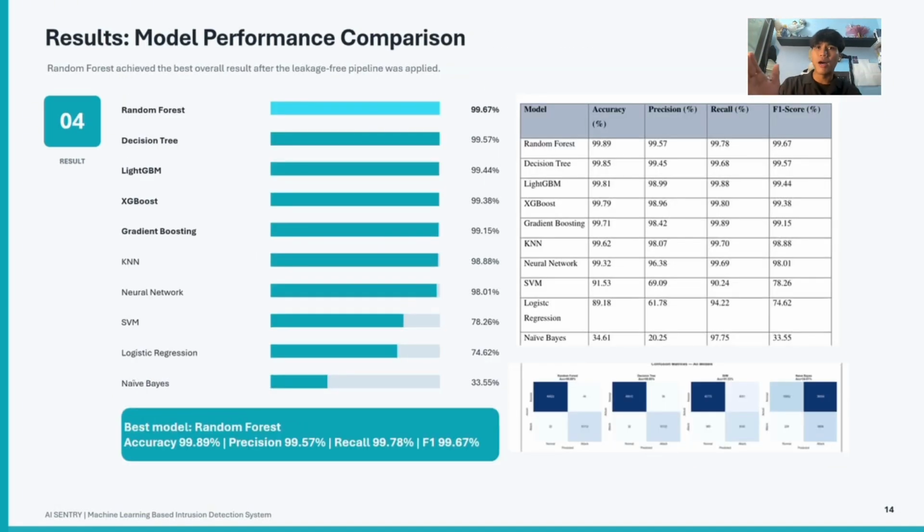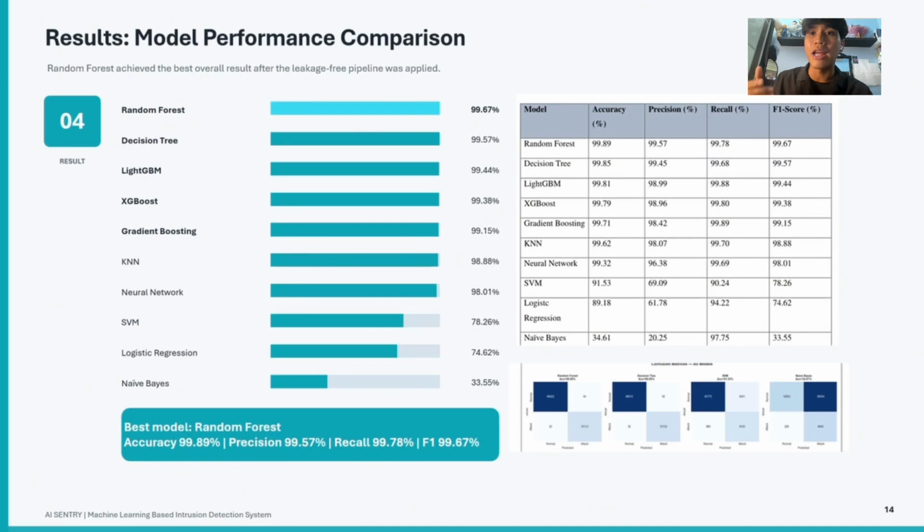Now we go through the model performance comparison. This slide presents the F1 score of all 10 models after applying the corrected leakage-free pipeline. Random Forest achieved the highest F1 score at 99.67%. The decision tree achieved 99.57%, followed by LightGBM at 99.44%, XGBoost at 99.38%, and Gradient Boosting at 99.15%. KNN achieved 98.8%, while the Neural Network achieved 98.01%. The lower performing models were SVM at 78.26%, Logistic Regression at 74.62%, and Naive Bayes at 30.55%.